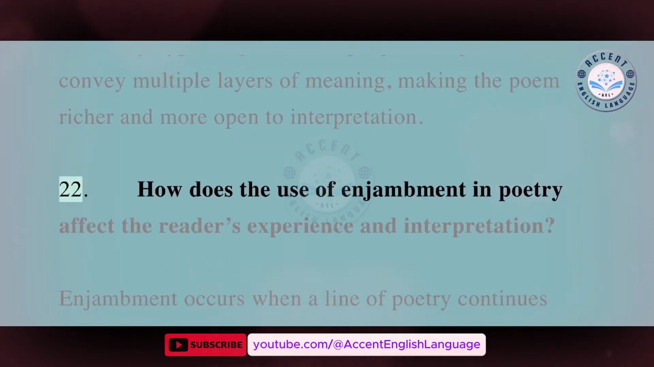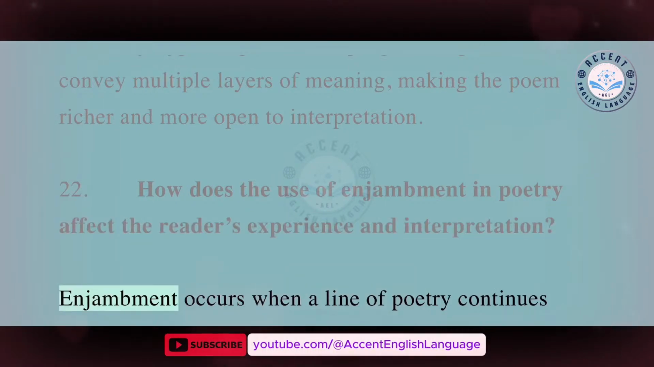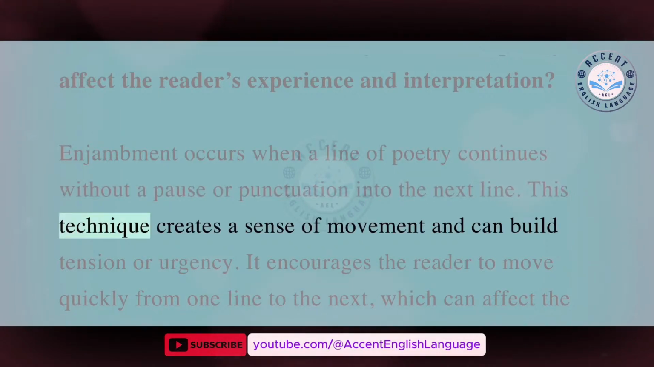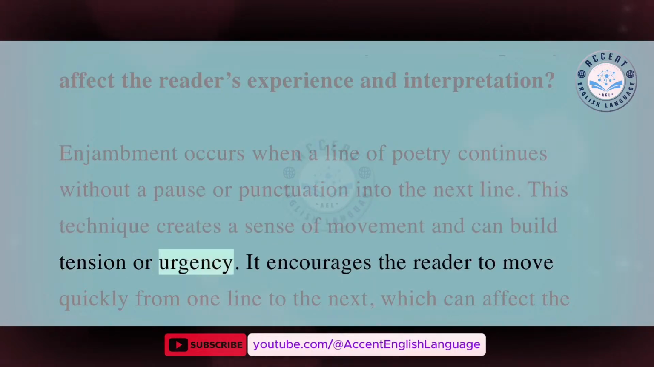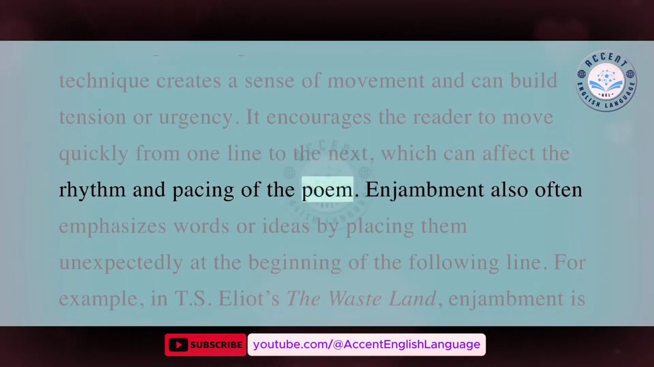22. How does the use of enjambment in poetry affect the reader's experience and interpretation? Enjambment occurs when a line of poetry continues without a pause or punctuation into the next line. This technique creates a sense of movement and can build tension or urgency. It encourages the reader to move quickly from one line to the next, which can affect the rhythm and pacing of the poem.